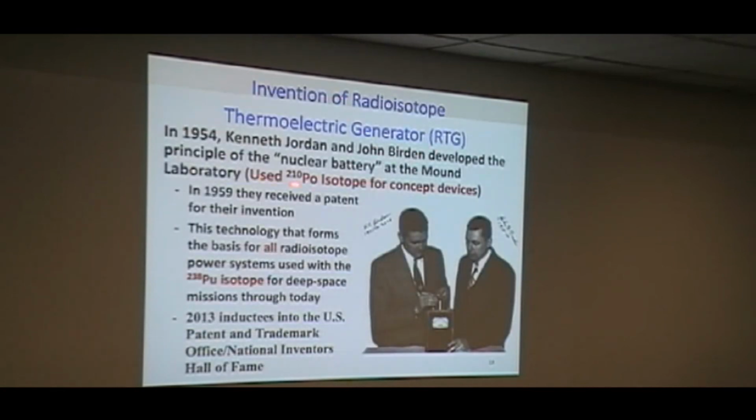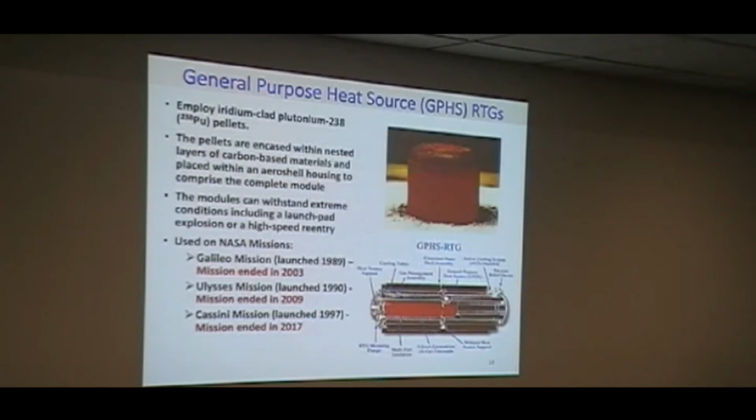And a polonium prototype was used to make a nuclear battery, a way to make electric power from the heat of radioactive decay. Two scientists, Ken Jordan and John Birden, came up with the concept, it was patented, and in 2013 they were inducted into the Hall of Fame for their invention. Because what this allowed was to make power on systems that were in space, where you could generate power with no moving parts, just heat, and basically it worked.